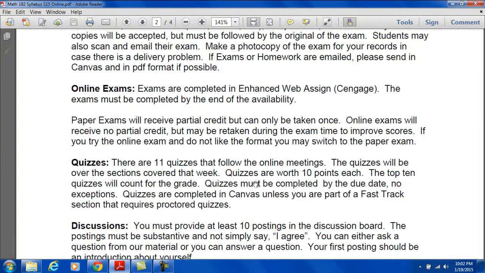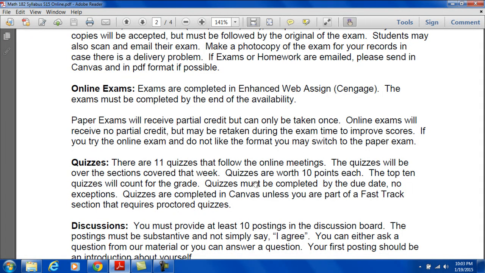Paper exams will receive partial credit but can only be taken once. Online exams will receive no partial credit but may be retaken during the exam time to improve your score. Again, it's going to be more limited than it has been in the past. If you try the online exam and do not like the format, you may switch to the paper exam.